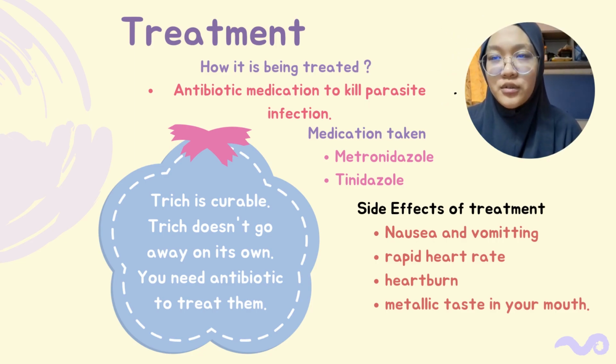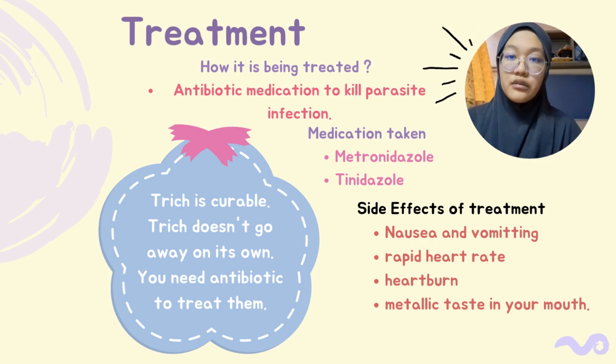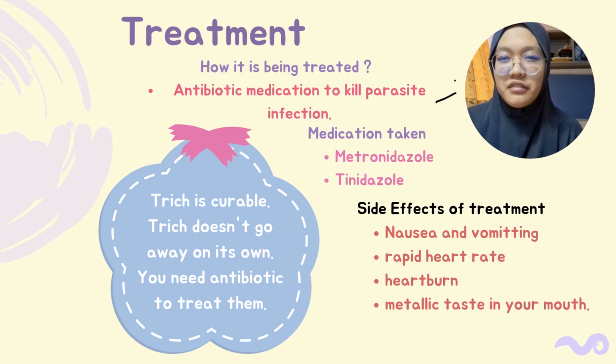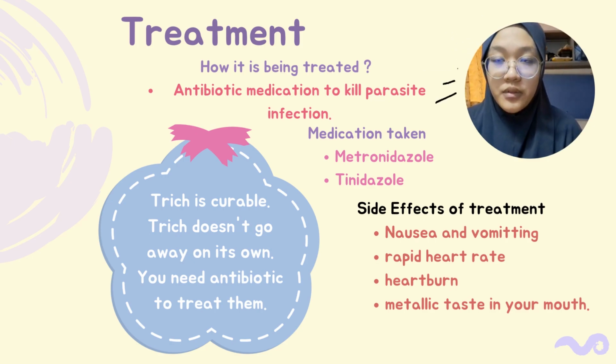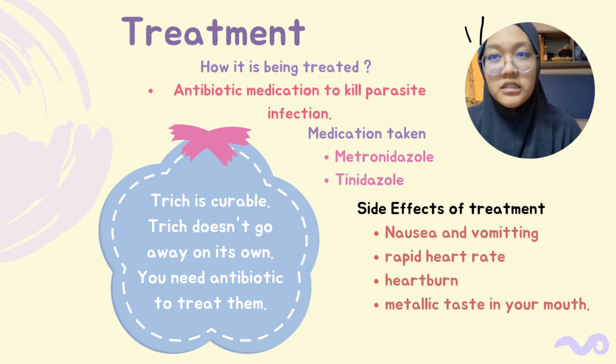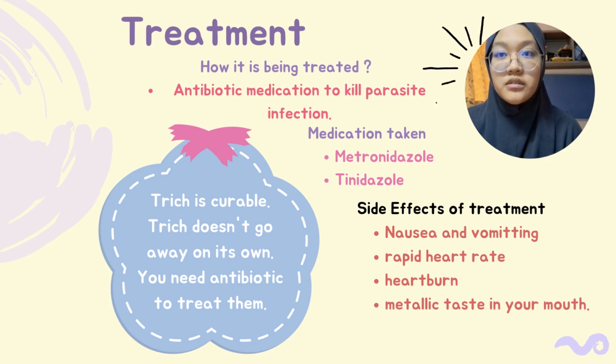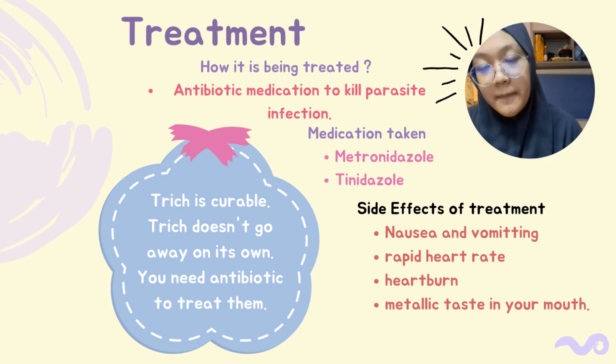So the treatment that can be done to treat trichomoniasis. The first one is that they will be given antibiotic medication like metronidazole, and the second one is tinidazole. And this antibiotic is given to kill the parasite infection. The side effects of this medication are nausea and vomiting, rapid heart rate, heartburn, and a metallic taste in your mouth.